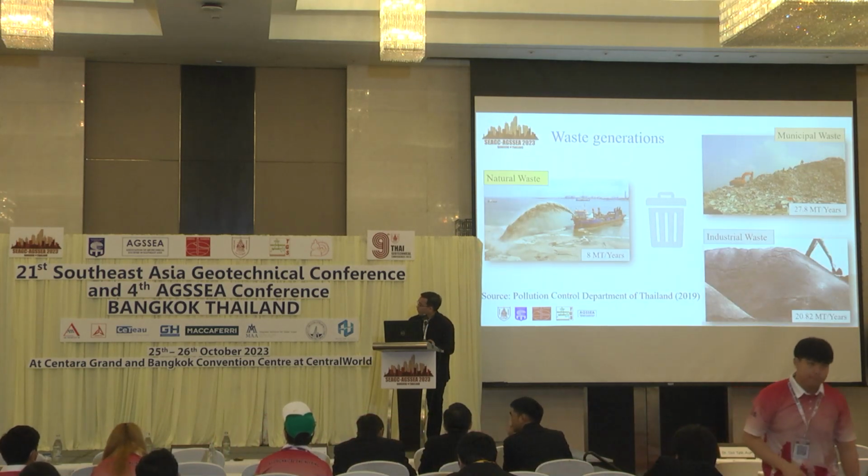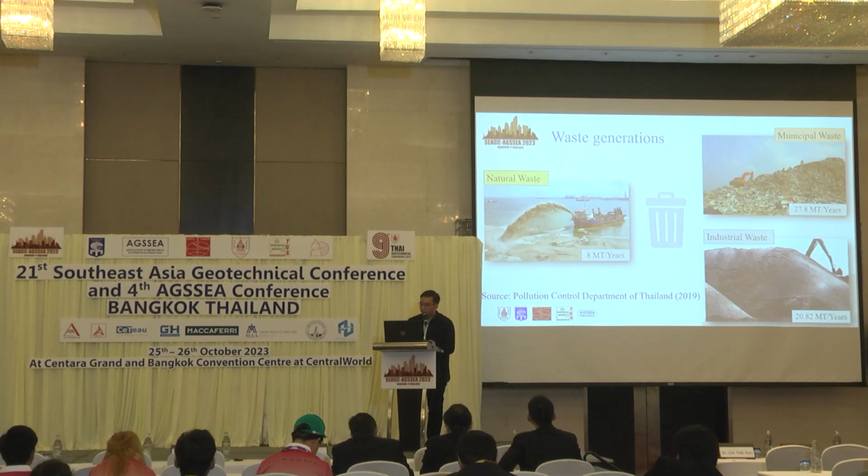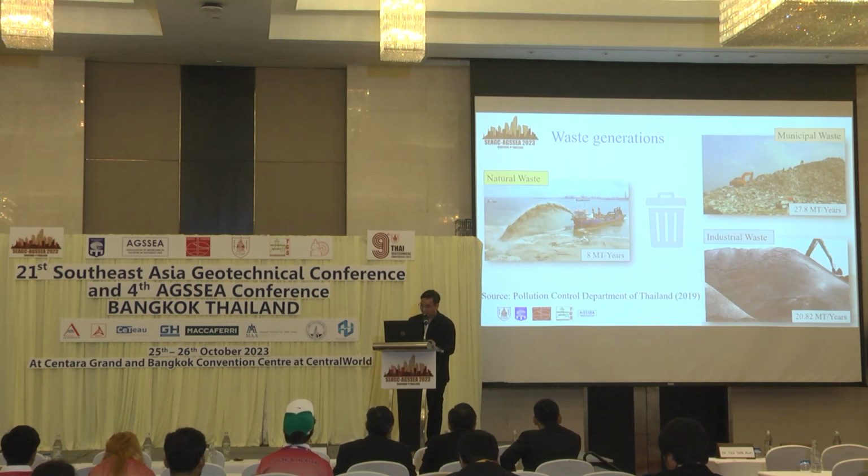Let me show the current situation concerning waste generation in Thailand. In 2019, the Pollution Control Department of Thailand reported the amounts of waste in each of the types as shown in this slide. Natural waste was more than 8 megatons per year. Industrial waste was about 21 megatons per year, and municipal waste was approximately 28 megatons per year. In this study, we focused on natural waste.